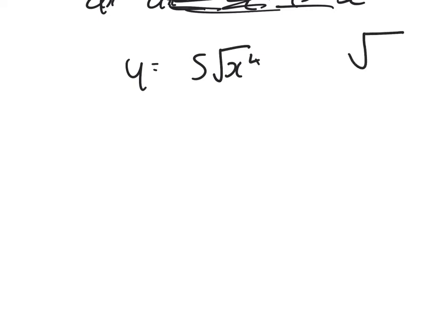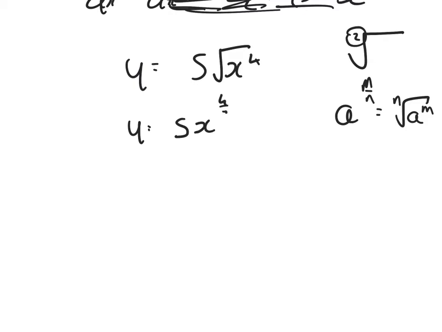So remember that when you put the square root, the number up there is 2. So using this rule of indices, I can start to prepare to differentiate. That will be 5 lots of x to the power 4 over 2, which is 5x squared. I can now differentiate, and that will be 10x to the 1, which is just 10x.